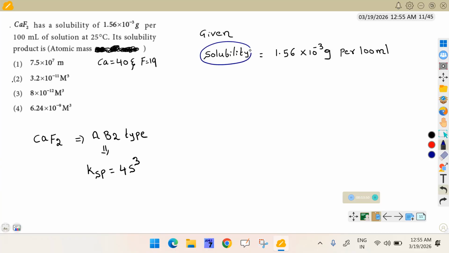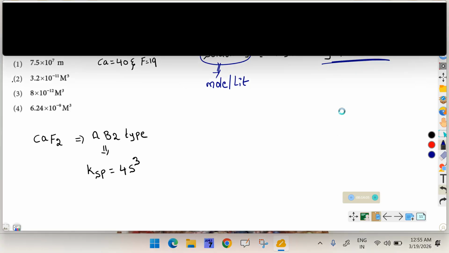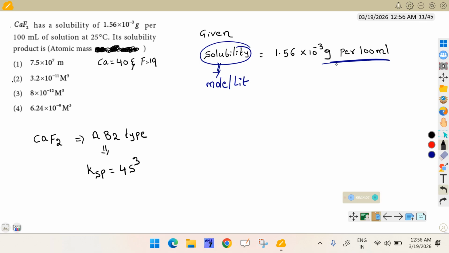First of all, the unit of solubility is mole per liter. But here solubility is given in gram per ml. Gram per ml is converted to gram per liter first of all. So 1.56 into 10 power minus 3 gram per 0.1 liter. What are the units? Mole per liter is the units. Converted to mole per liter.